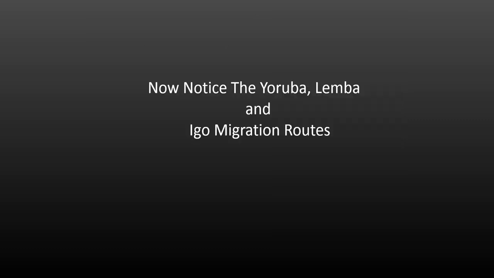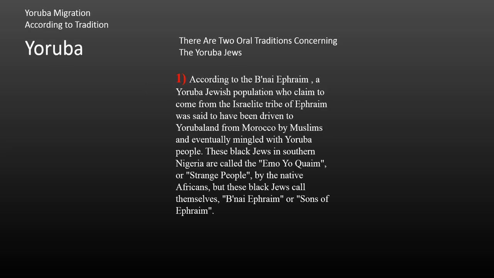The Hebrews. So let's now notice the Yoruba, Lemba, and Igbo migration routes. There are two oral traditions concerning the Yoruba Jews. So the first one, according to the Bani Ephraim, a Yoruba Jewish population who claimed to come from the Israelite tribe of Ephraim, was said to have been driven to Yoruba land from Morocco by Muslims and eventually mingled with Yoruba people. These black Jews in southern Nigeria are called the Imo Yokwam, or strange people, by the native Africans. But these black Jews call themselves Bani Ephraim, or sons of Ephraim.